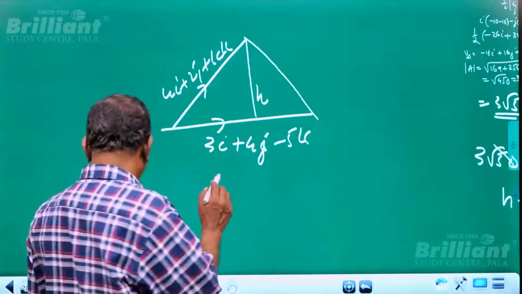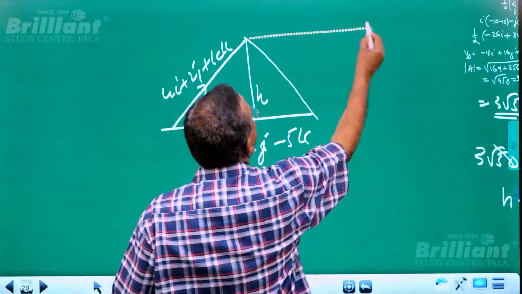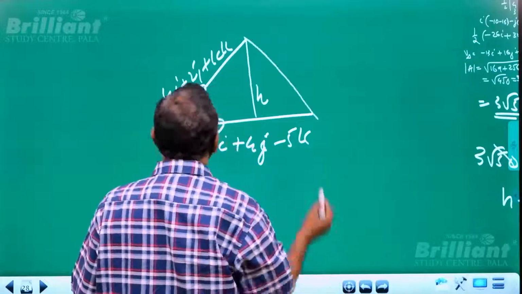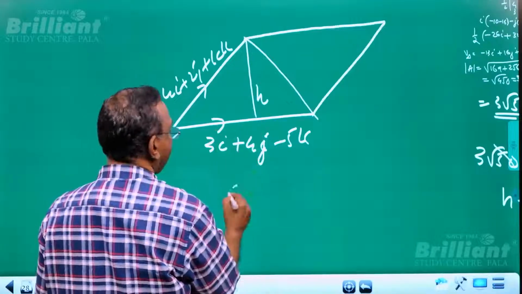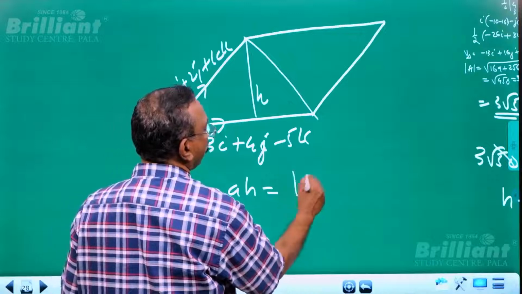Otherwise you can come to the same result like this. Consider this parallelogram. Again, modulus of a into h is equal to modulus of a bar cross b.